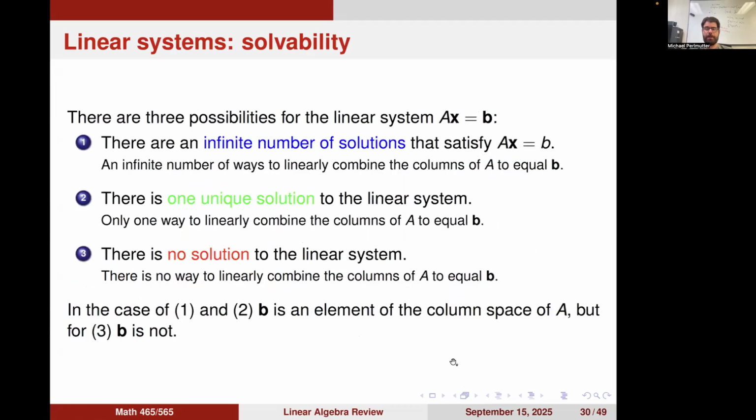In general, there are three possibilities. There could be an infinite number of solutions to Ax = b. There could be one unique solution to the linear system, or sometimes there's unfortunately not any solutions at all. In the case of 1 and 2, then b will be an element of the column space of A, but in case 3, b will not.